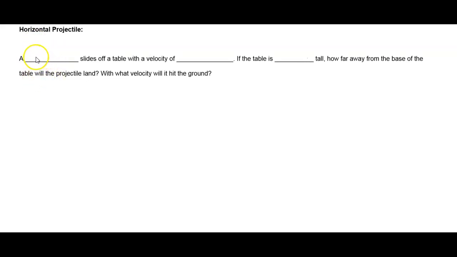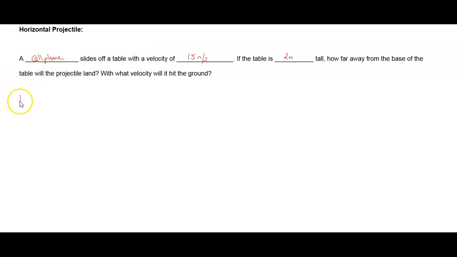So let's say you have a cell phone that's going to slide off the table, and maybe it's really zipping along at, let's say, 15 meters per second. I hope you're not launching your cell phones that fast. The table could be any height. Let's say it's a fairly tall table, maybe 2 meters tall. So maybe a shelf is a better option here. But we're going to try to determine how far away from the base of the table it's going to land, and with what velocity it will hit the ground.